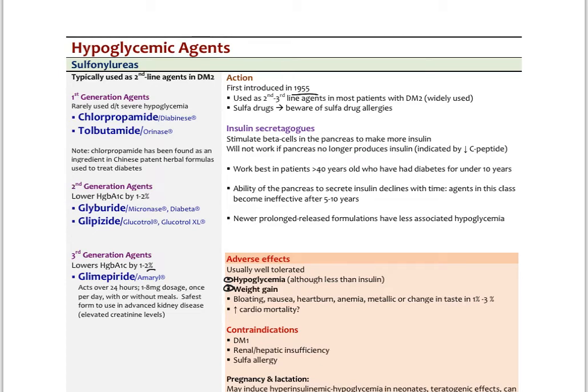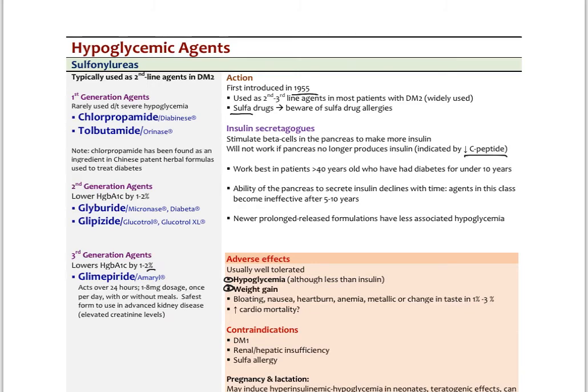Now these are sulfa drugs, so if a patient has a sulfa drug allergy, that will need to be taken into consideration. They are technically insulin secretagogues, so they stimulate the beta cells to secrete more insulin, and again, they will no longer work if the beta cells are no longer putting out insulin, or have been filled with amyloid over time. And we can measure that by measuring C-peptide levels, and we can tell what the insulin levels are.